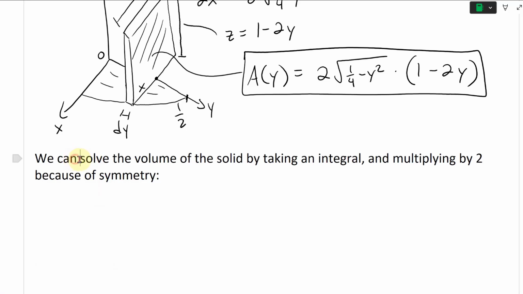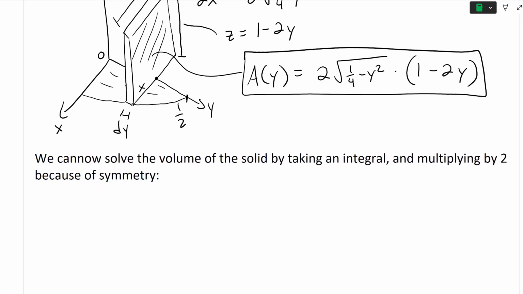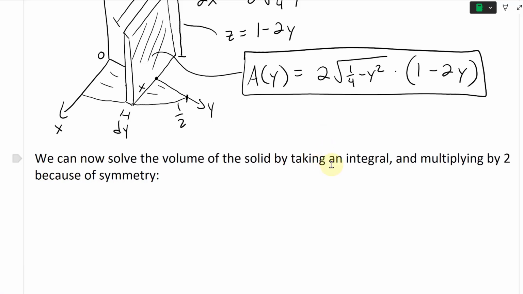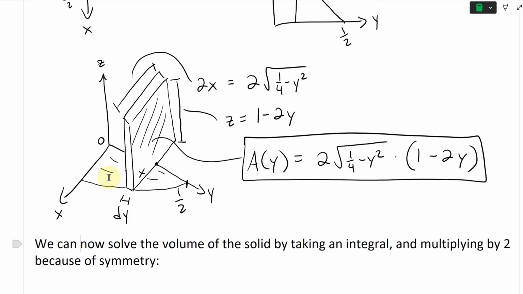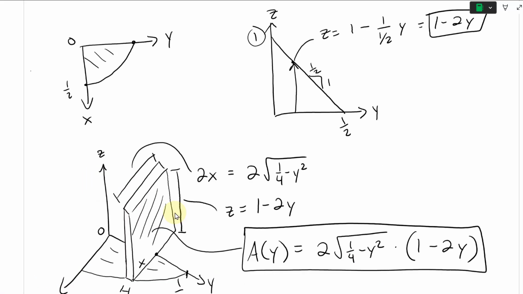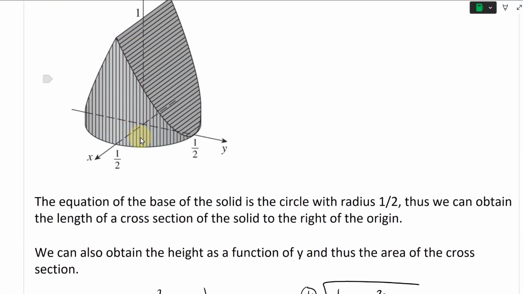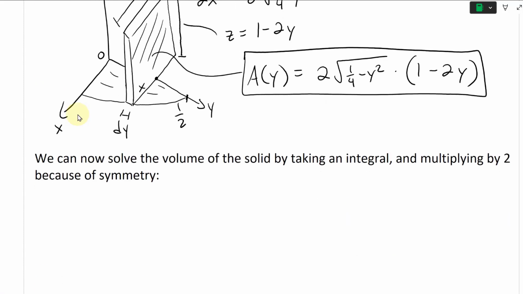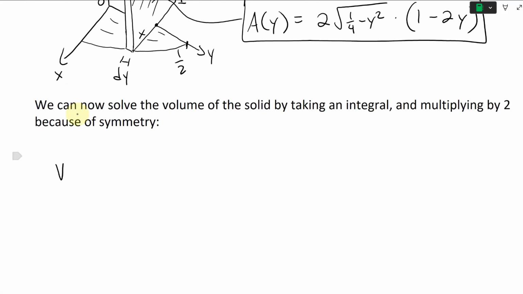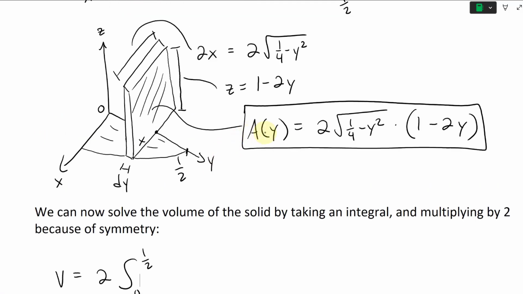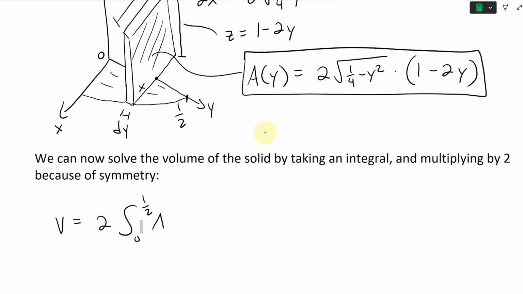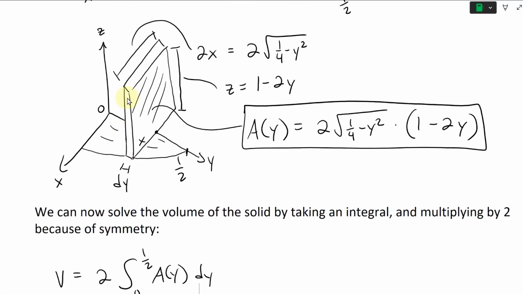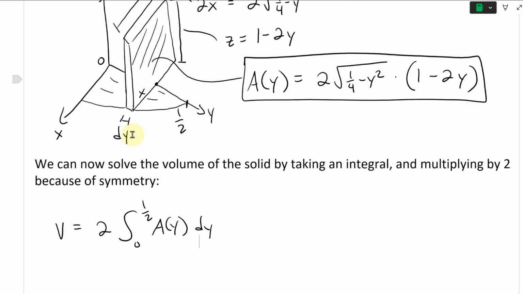We'll now solve for the volume of the solid by taking an integral and multiplying by 2 because of symmetry, because right now we're only taking from 0 to 1/2. We're only finding the volume of the right side, so we just multiply by 2 to get the total. Thus the volume, called V, equals 2 times the integral from 0 to 1/2 of A of y times the infinitely small thickness dy. So dy gives a small slice, and then we just sum it up using integrals.